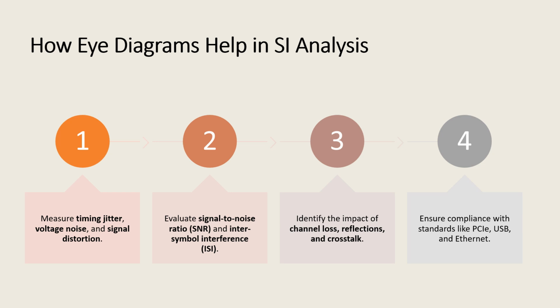Then comes the evaluation of signal to noise ratio and the intersymbol interference. Intersymbol interference and signal to noise ratio play a major role when it comes to high speed digital signals, where between two signals, if there is an overlap of signal, then you are going to see a closer eye. That means you are having some sort of timing errors or some sort of signal integrity errors.